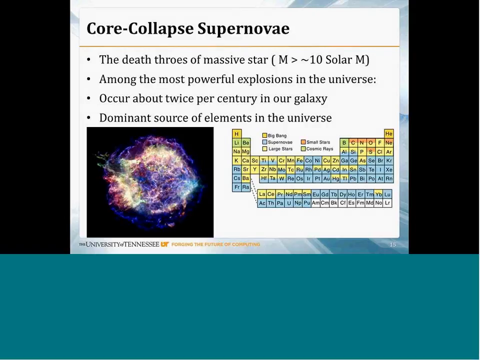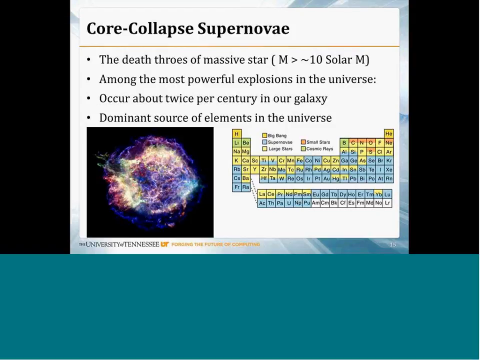So the next topic I'm going to talk about is core collapse supernova simulation. Core collapse supernova is the death throes of massive stars. A star with more than 8 to 10 solar masses at the end of its life will collapse and explode to produce one of the most powerful explosions in the universe, called a core collapse supernova. 10 to 50 Earth of energy is produced in this core collapse supernova. 1% of it is kinetic energy, and most of it is neutrino radiation.